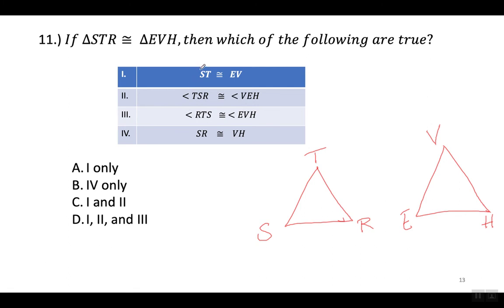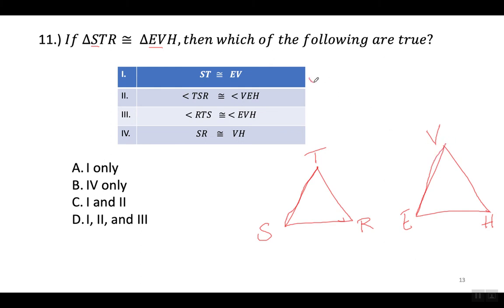The first one says that segment ST is congruent to segment EV. And yes, that is going to be true because ST is the first 2 letters and EV is the first 2 letters. Also, ST is this side right here and EV is this side right here. Okay? So yes, that one's correct.